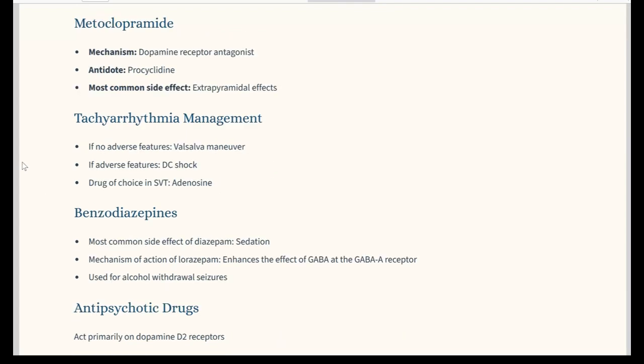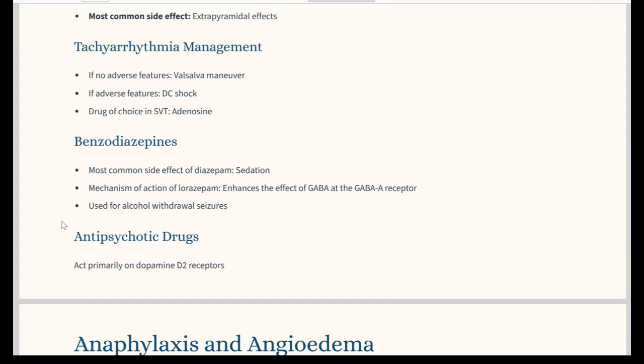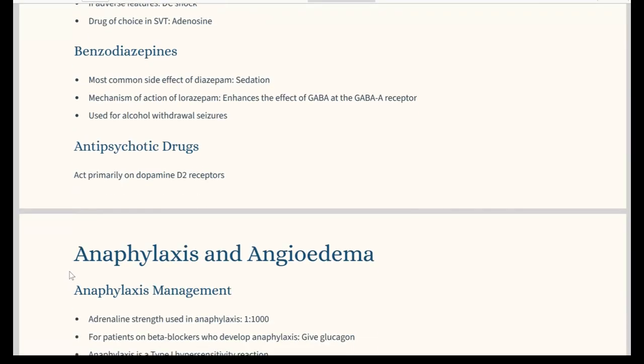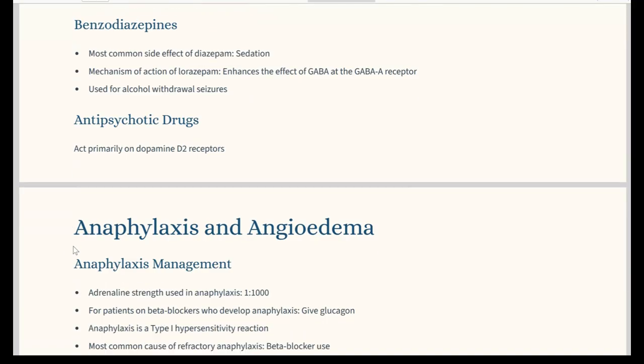Tachyarrhythmia, benzodiazepine, we've already done. I told you about the benzodiazepine overdose as well. Please remember, what's the antidote for benzodiazepines? Do we remember? Flumazenil, brilliant. So that is also asked.